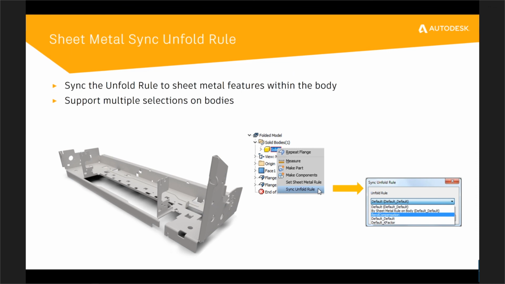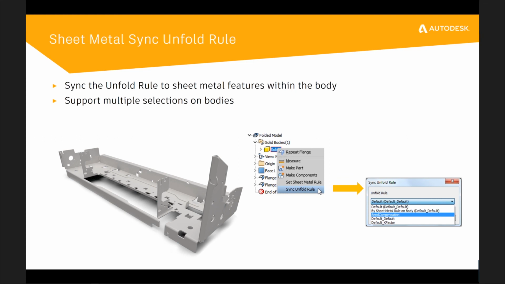In the sheet metal environment, we introduced this idea of syncing unfold rules. So you might have a certain bend rule that's applied to one specific bend or flange, and you want to be able to apply that maybe more globally across multiple features or across multiple bodies. And so now you have this ability to sync rules much more easily across different sheet metal features.